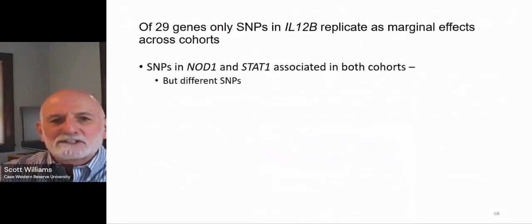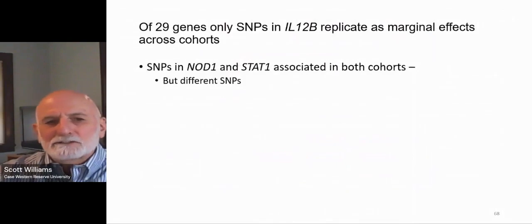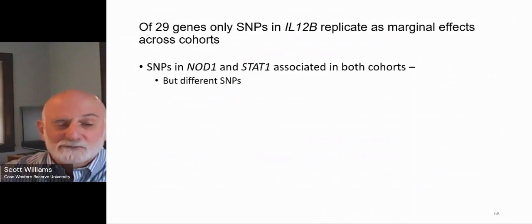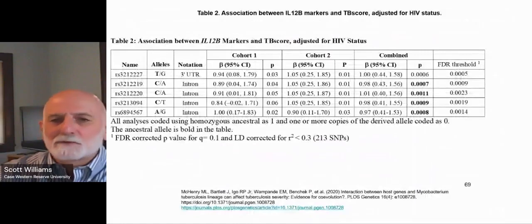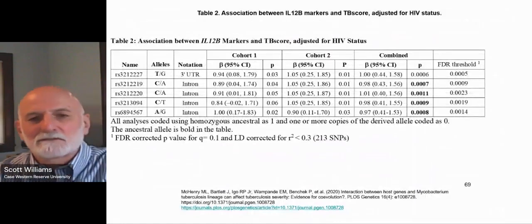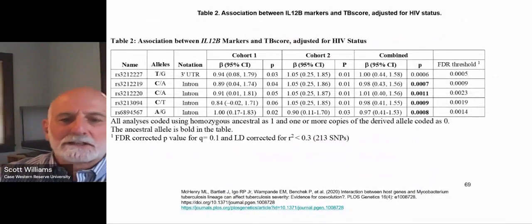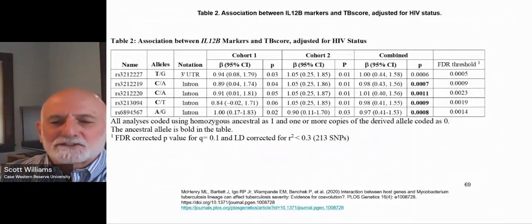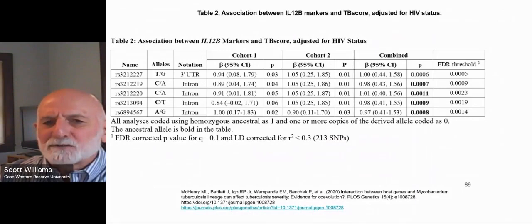Of the 29 genes that we looked at, only those in IL-12B replicated as marginal effects across the cohorts. There were SNPs in NOD1 and STAT1 that also associated in both cohorts, so we had associations in those genes in both cohorts, but there were different SNPs. IL-1B is one we've actually discovered with resistance to TB in an HIV-positive population, and it's been a well-studied, IL-12B rather, it's been a well-studied TB-related gene. So these are the SNPs in IL-12B that were replicated across the two cohorts.